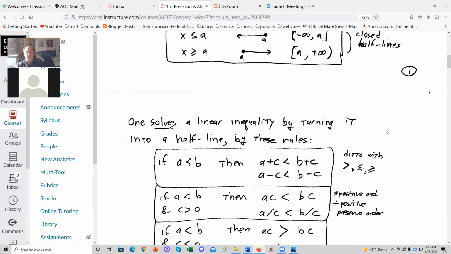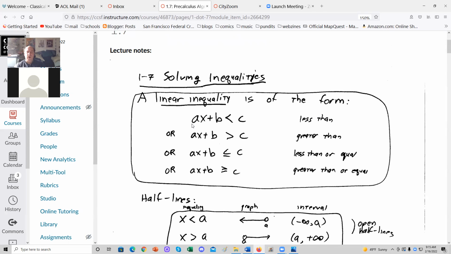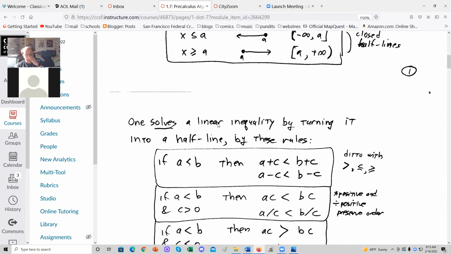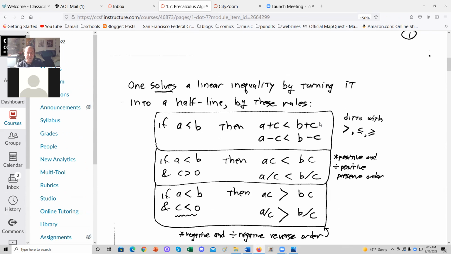Okay. Now, given a linear inequality, you solve it by transforming it into a half line. I would do it by the equivalent of algebraic laws like those for equations, but a little different. If you have a less than b, then you can add and subtract c to both sides, and it stays the same inequality. A less than b means a plus c is less than b plus c, and a minus c is less than b minus c. Same if you have a greater than sign, a less than or equal sign, or a greater than or equal sign.